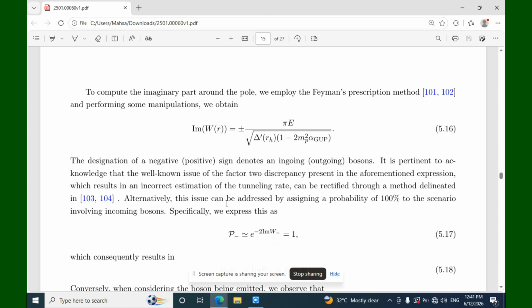To compute the imaginary part around the pole, we employ the Feynman's prescription method and, performing some manipulations, we obtain ImWR is equal to positive negative PR divided by square root delta prime RH multiplied by 1 minus 2 MP to the power of 2 alpha generalized uncertainty principle. The designation of a negative positive sign denotes ingoing outgoing bosons.